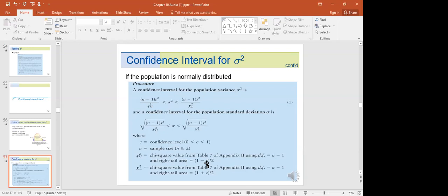Okay, suppose you have a confidence level of 90%. What we are saying is that if you have a confidence level of 90%, then subtract it from 1 and you have 10%, divide it by 2 and you will have 5%. 5% will be for the right tail, that's the upper part, and 95% will be for the left tail.